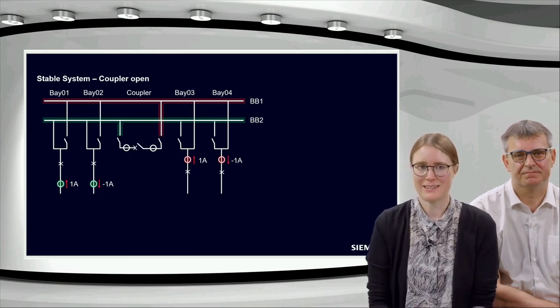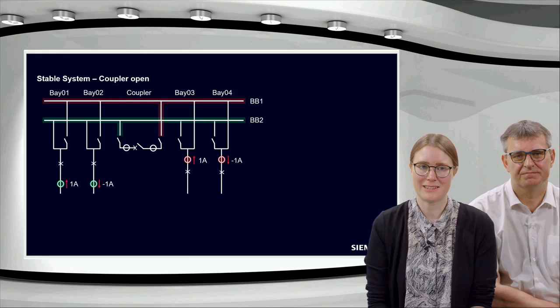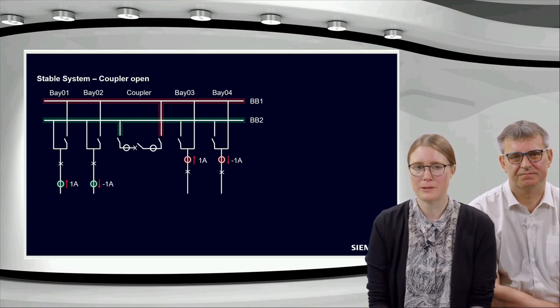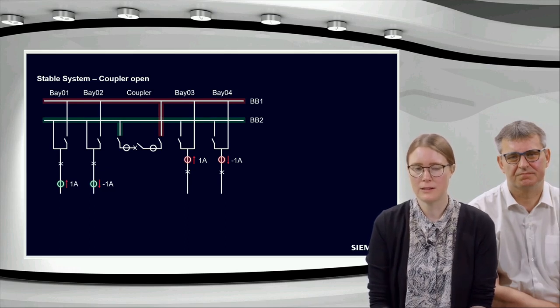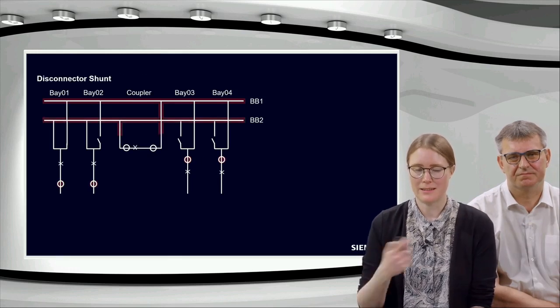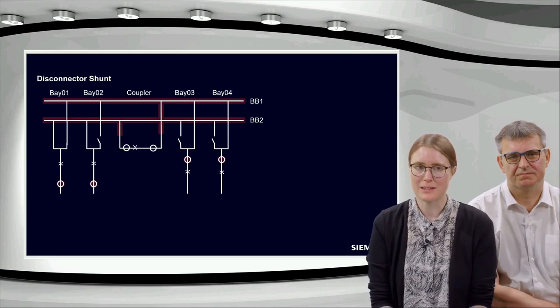The second condition here is with the coupler open. So in this scenario, there's 1 amp flowing towards busbar 2 in bay 1 and 1 amp flowing away from busbar 2 in bay 2. Same for bay 3 and 4. So 1 amp flowing towards busbar 1 in bay 3 and 1 amp flowing away from busbar 1 in bay 4. And I also want to demonstrate a disconnector shunt.